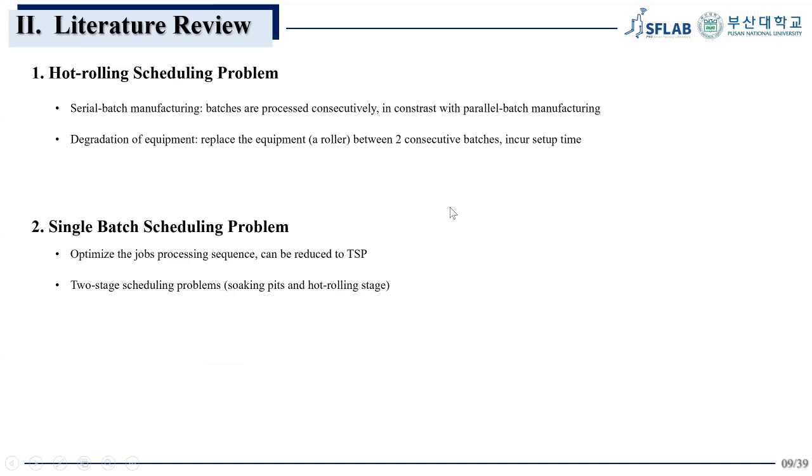There are two kinds of variants of the batch scheduling problem. The first one is the single batch scheduling problem. The decision variable mostly relates to the job processing sequence within a batch, and it can be reduced to the travelling assignment problem. Many studies consider the two-stage scheduling problem related to the soaking pits and the hot rolling process.